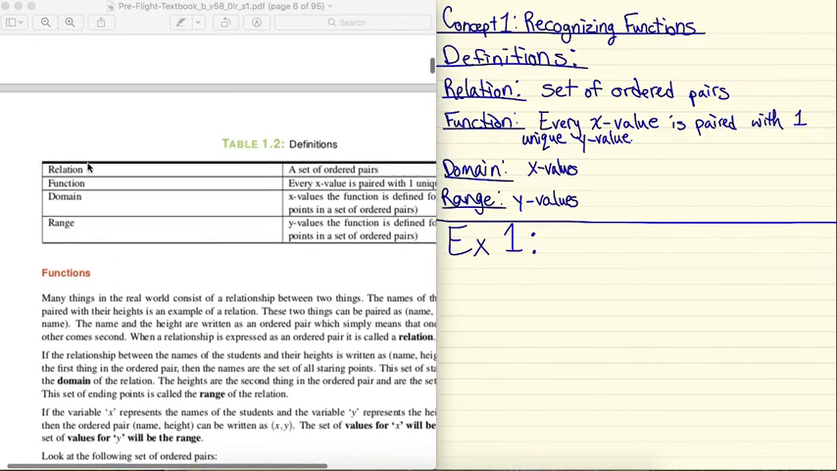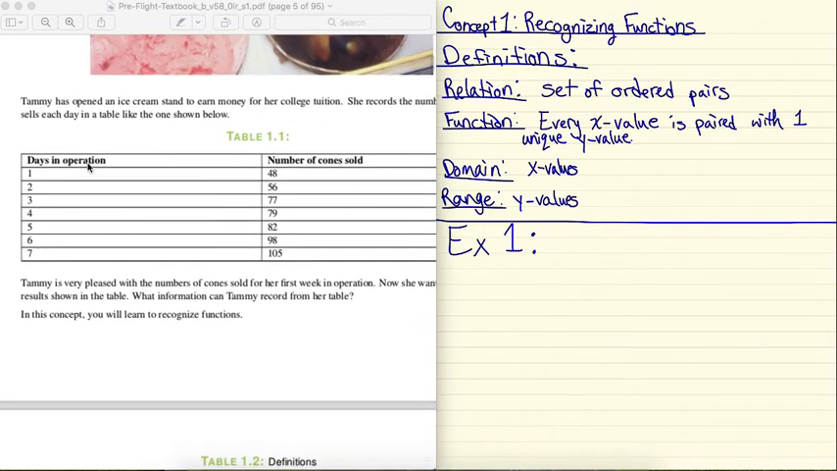So if we go back up to this table from the beginning of the problem, we have the days in operation and the number of cones sold. So we can set this up in making our list of ordered pairs. The first one, where the first number is the days in operation. So when she was in 1 day of operation, she sold 48 cones. So 1, 48 would be the ordered pair to represent that.